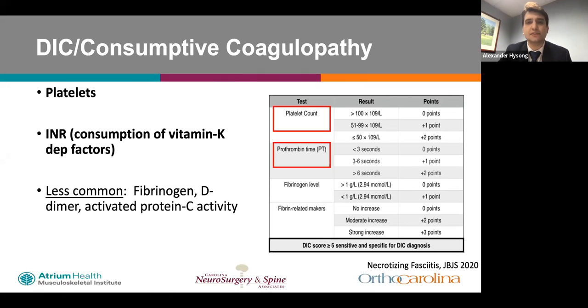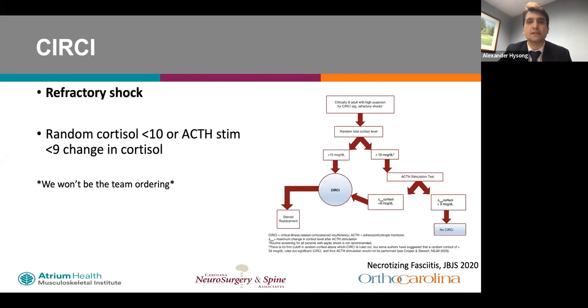And if we see that these are deranged, or platelets are low, INR is high, this can spark our concern for a DIC-type picture, even if we're just the consultants evaluating. And we can order labs like fibrinogen, D-dimer, activated protein C activity, in order to further elucidate how severe their coagulopathy is. And then briefly, CIRCI in a patient with refractory shock can be shown through a random cortisol or an ACTH stim test. We won't be the team ordering these, but it's something to be cognizant of.